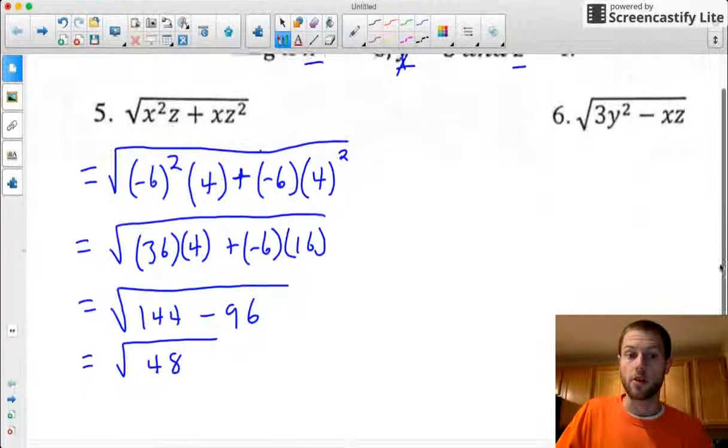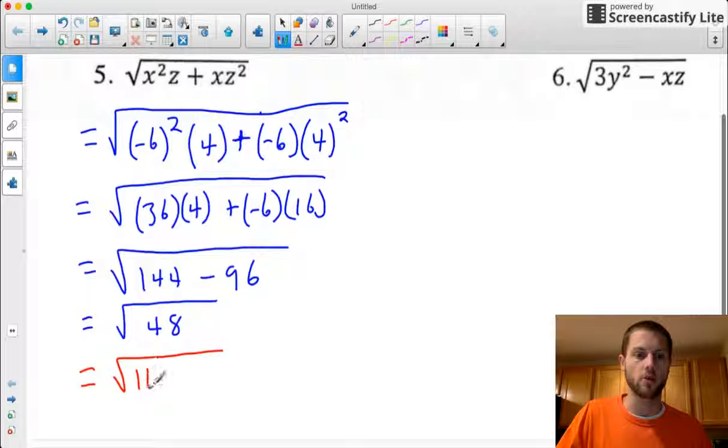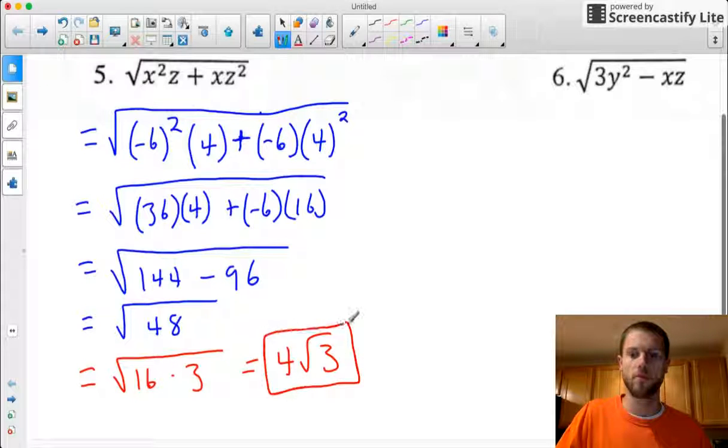And I'm not done here. So I've simplified everything inside the radical, but now I need to actually simplify the radical itself. So for this, let's switch to red. Again, I want to split this up into the largest perfect square factor that I can. And 48 splits nicely into 16 and 3. And this is going to equal 4 root 3. There you go.